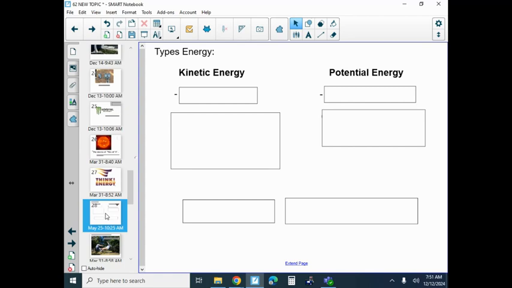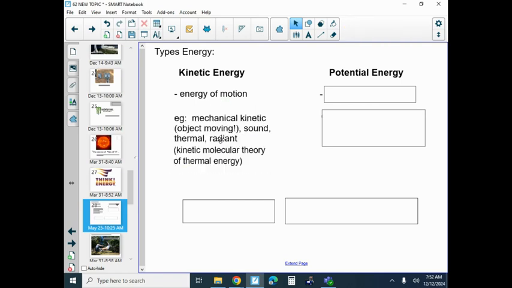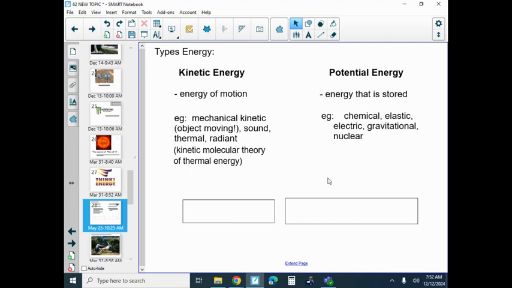And so types of energy, we have kinetic energy and we have potential energy. Kinetic energy is energy due to motion. And so mechanical energy, sound energy, all those types of things we've been looking at. And the potential energy is energy that is stored. So chemical energy, elastic potential energy, electric potential energy, gravitational potential energy, all those things, okay?